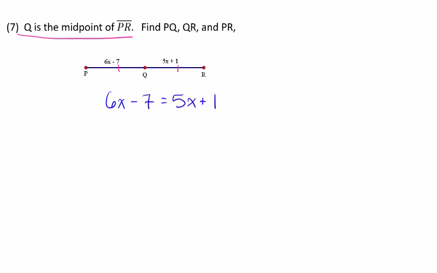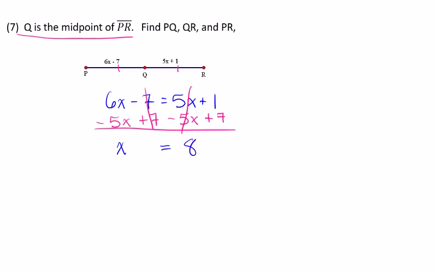So I'm going to consolidate my x's on the left and my numbers on the right. Subtracting 5x from both sides, we'll get my x's on the left and ensure that they're both positive. Adding 7 to both sides will cancel out the 7 on the left, and get my numbers on the right. So we'll have 6x minus 5x is 1x. 1 plus 7 is 8. So x equals 8.